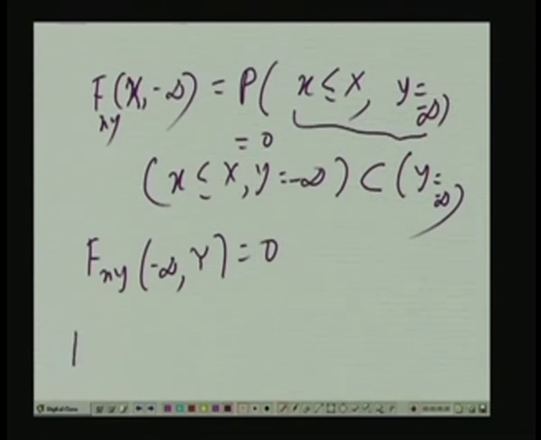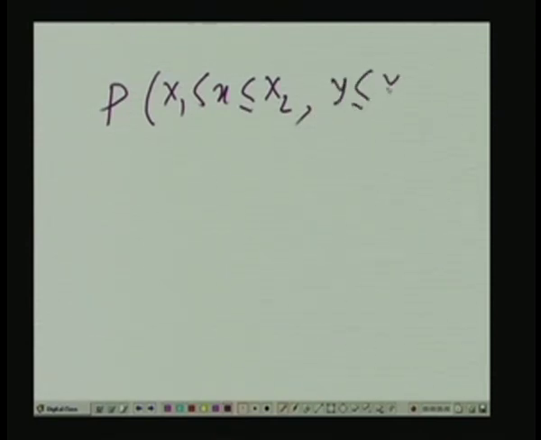For that, this should be equal to 1 obviously, because this covers the entire plane. All points on the xy plane are covered by this. The event actually consists of all pairs or all points of the xy plane, and obviously the corresponding probability distribution will be 1, because it considers the total set.